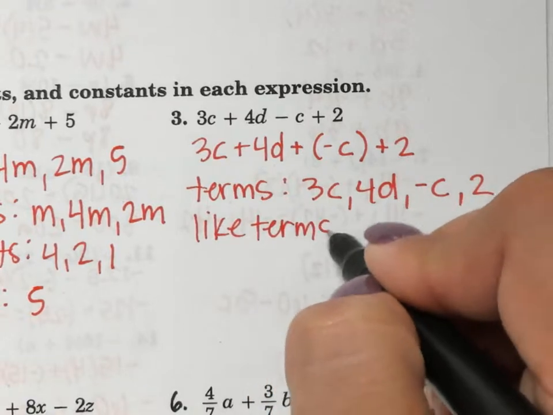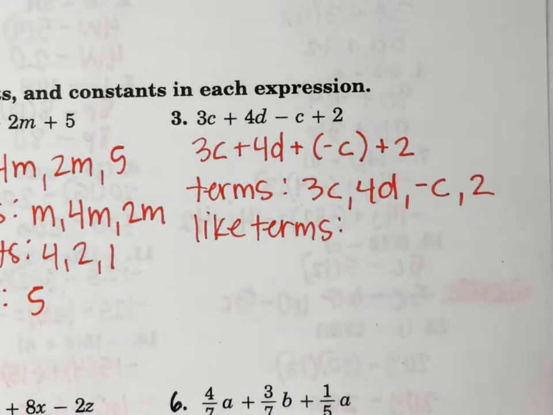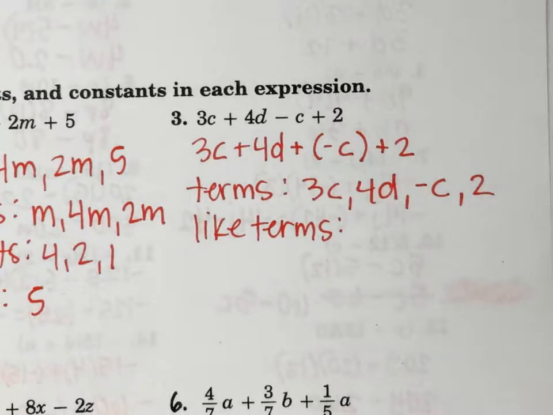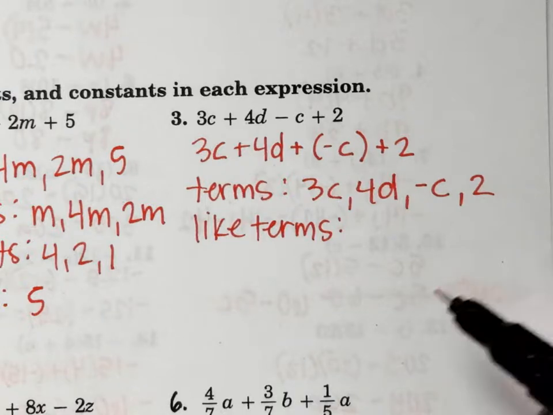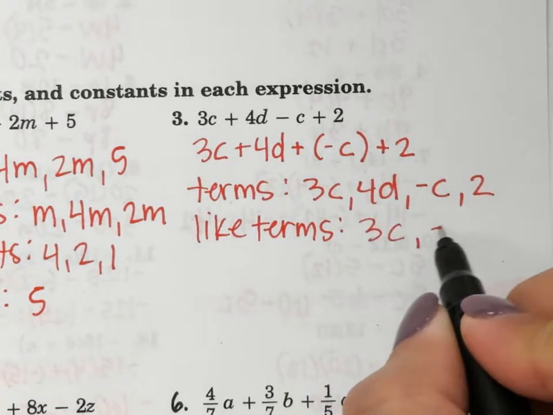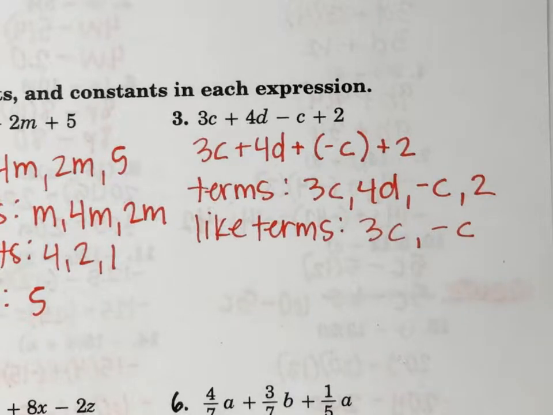What are my like terms? What is it? I don't have any like terms? 3C. Madeline. 3C and 4D and negative C. My like terms. Addison. 3C and negative C. Remember that my like terms mean that they share the same variable. So D is not the same as my C, so that's why 4D is not a like term. They have to have that same exact variable with them.